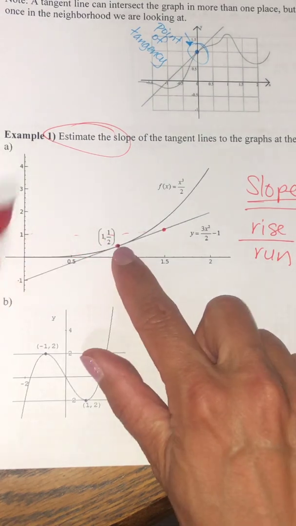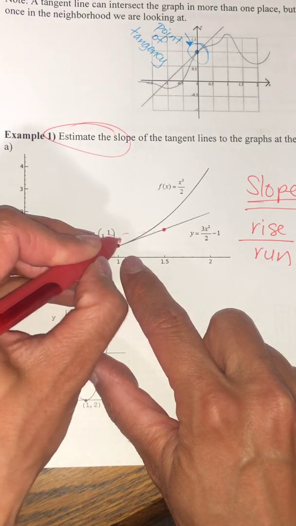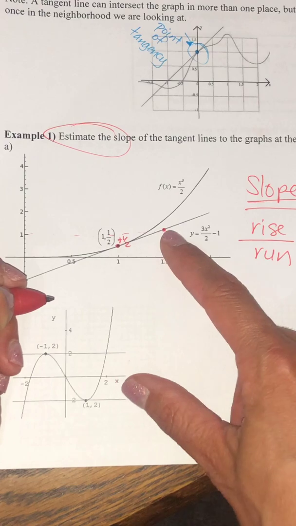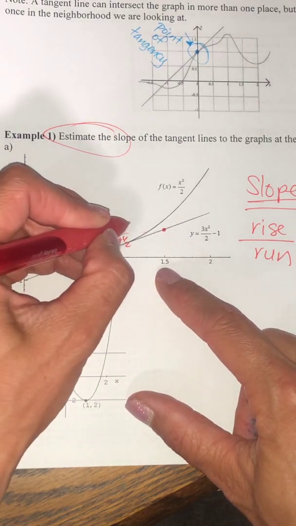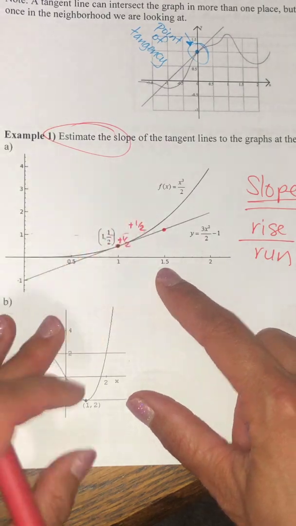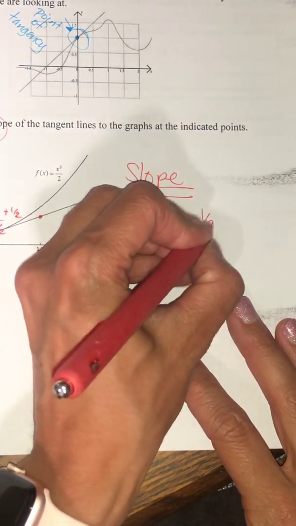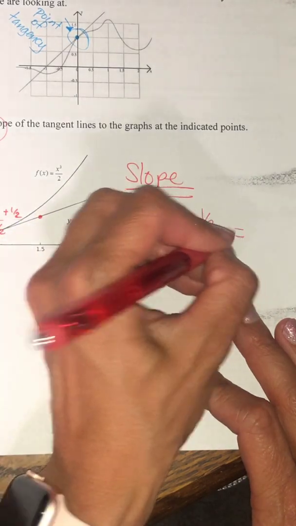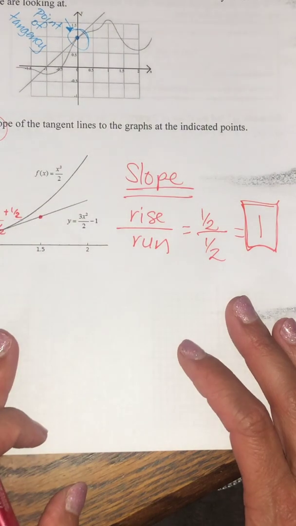So to go from here, which is at a y value of 1/2, we're going up to 1. That means I'm going up 1/2. Going up is a positive move. And then I go over to this point. I'm going from an x value of 1 to an x value of 1.5. So I'm going over to the right by 1/2. Going to the right is also a positive move. So my rise is 1/2. My run is 1/2. 1/2 divided by 1/2 is 1. So the slope of that tangent line at that point is 1. It's not so bad, right?